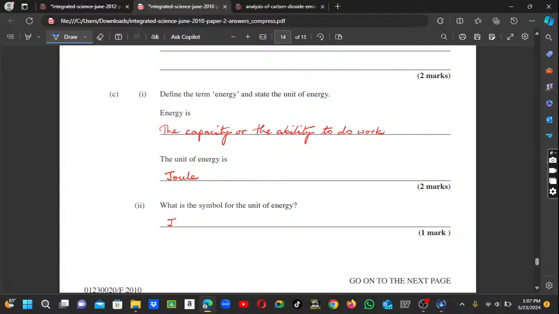What does the unit mean? I need you guys to know these because they may fall on your exams. The unit of energy is the joule. Does everyone understand this? The unit of energy is joule. And what is the symbol for the unit of energy? The symbol for joule is J. It's like an I, like this, joule.